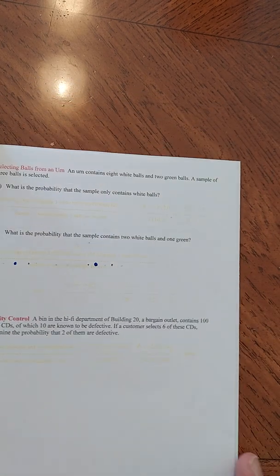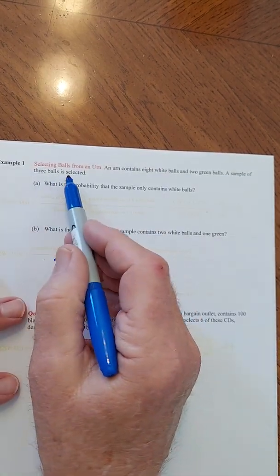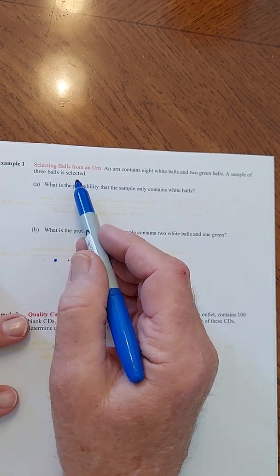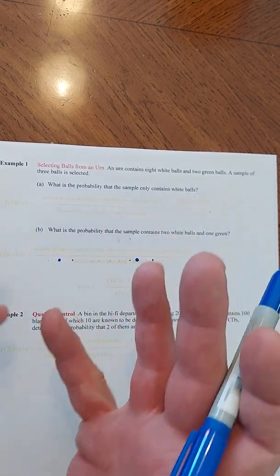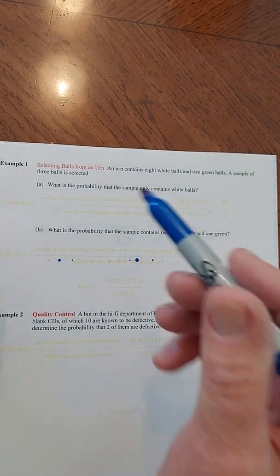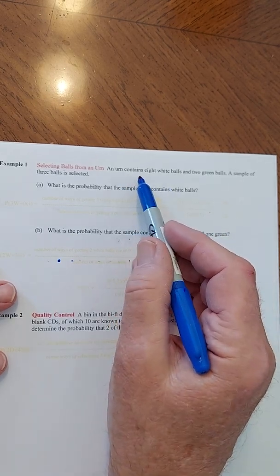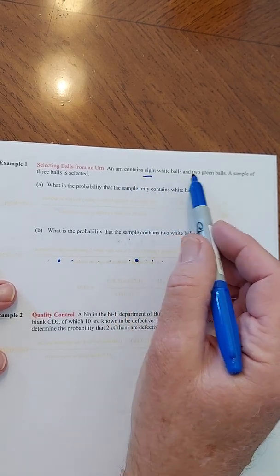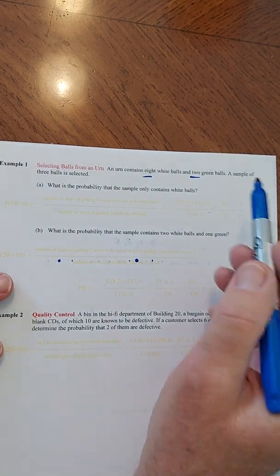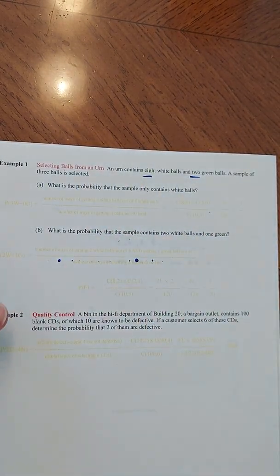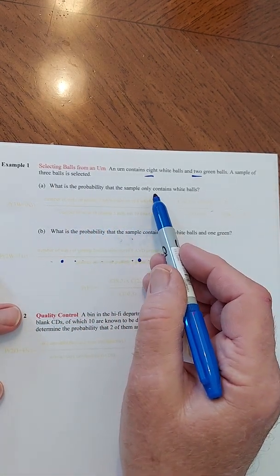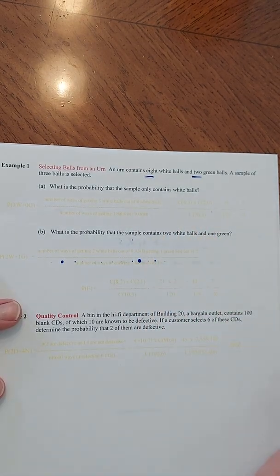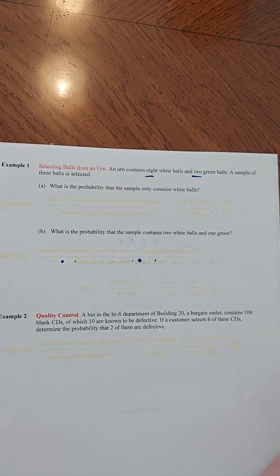Okay, here's page 2. So if I'm selecting balls from an urn, and I don't know why they keep going back to that, that started back in the Greek days, but think of it as just a bowl or a bucket or something. Inside that urn are 8 white balls and 2 green balls. And we want a sample of 3 balls. What's the probability that the sample contains only white balls? So we're going to pick 3 of them, and they're all going to be white.